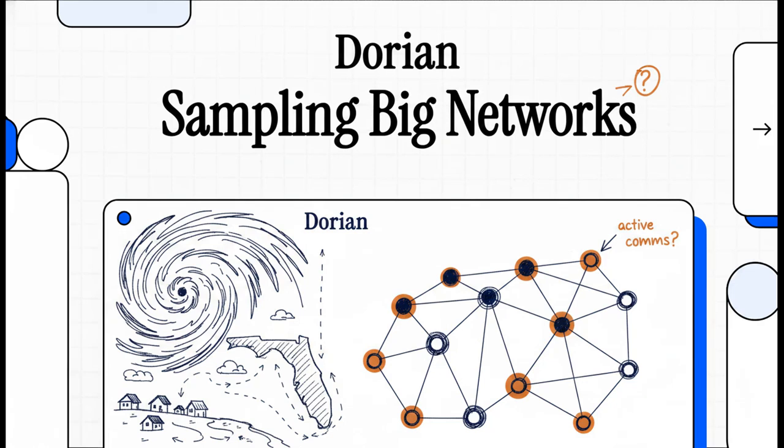Picture this. Hurricane Dorian is rapidly approaching the Gulf Coast. In a high-stakes scenario like this, the Emergency Operations Center needs answers, and they need them literally right now. Who is evacuating where, and who can still talk to whom? So welcome to Case Study 08, Sampling Big Networks.